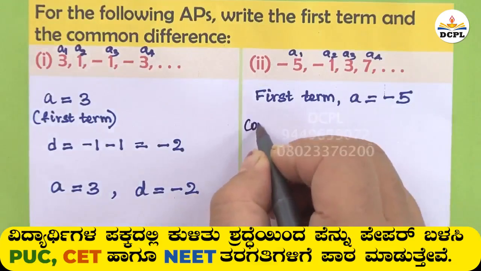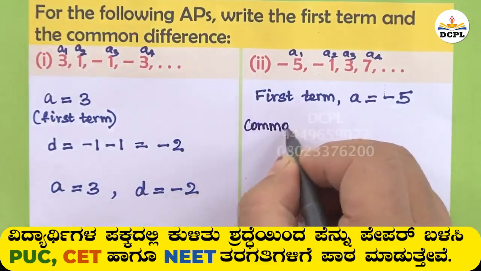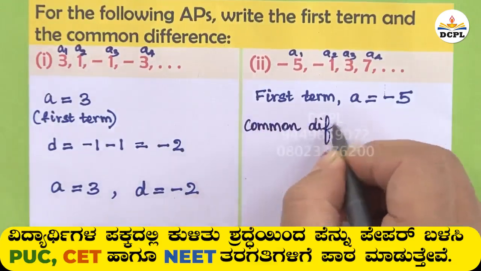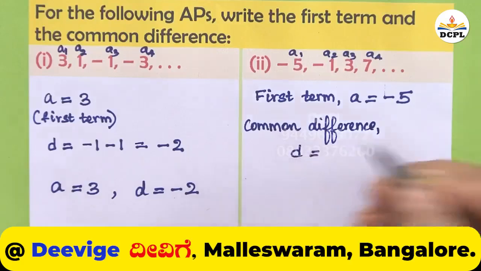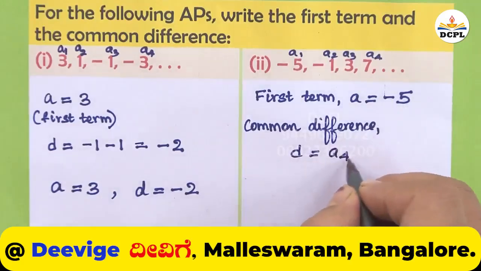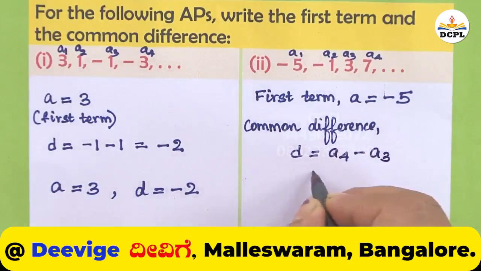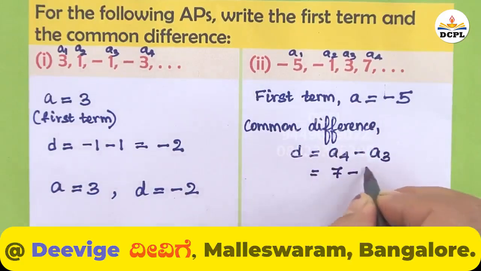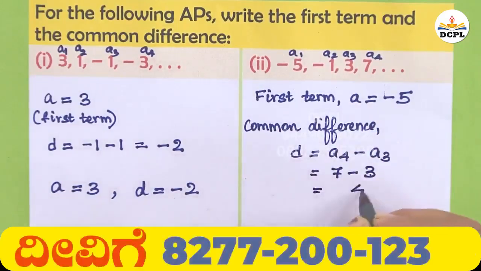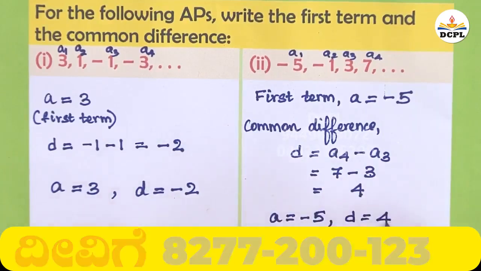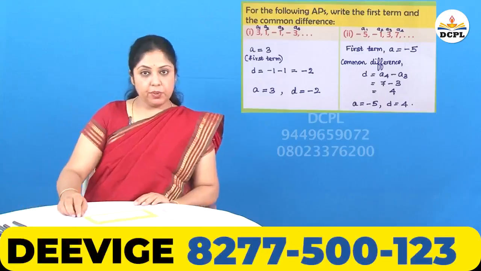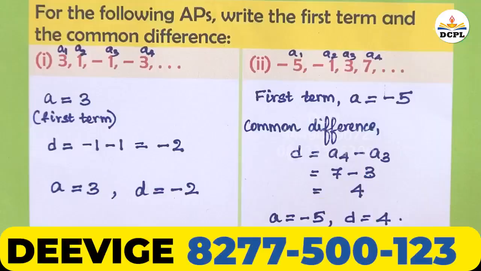To find the common difference, which is D, you can use A4 minus A3. So this is 7 minus 3, which is equal to 4. So clearly for this particular problem, the A value is minus 5 and the D value is 4. Make a note of this, students. Let us proceed to the next problem.